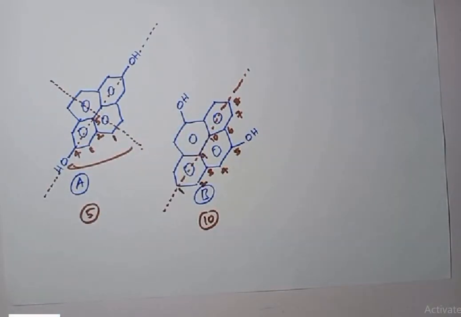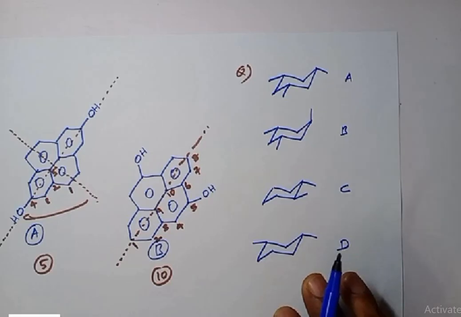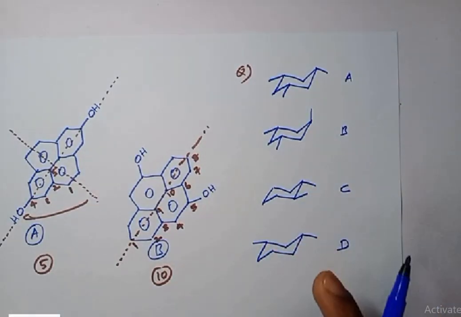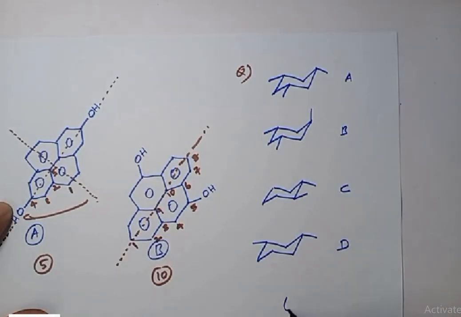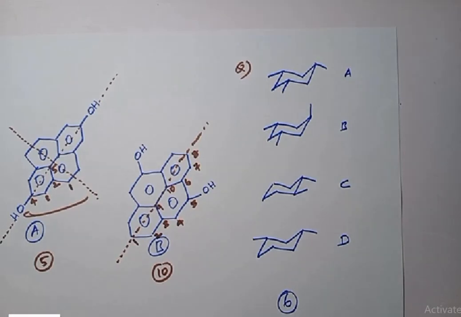Okay, take 2. Yes, see here I have given a question. What we have to do is, you need to identify out of these 4, which one will give 6 signals in the C13 NMR spectrum. Out of these 4 compounds, which one will give 6 signals in the C13 NMR spectrum? Try to identify them.